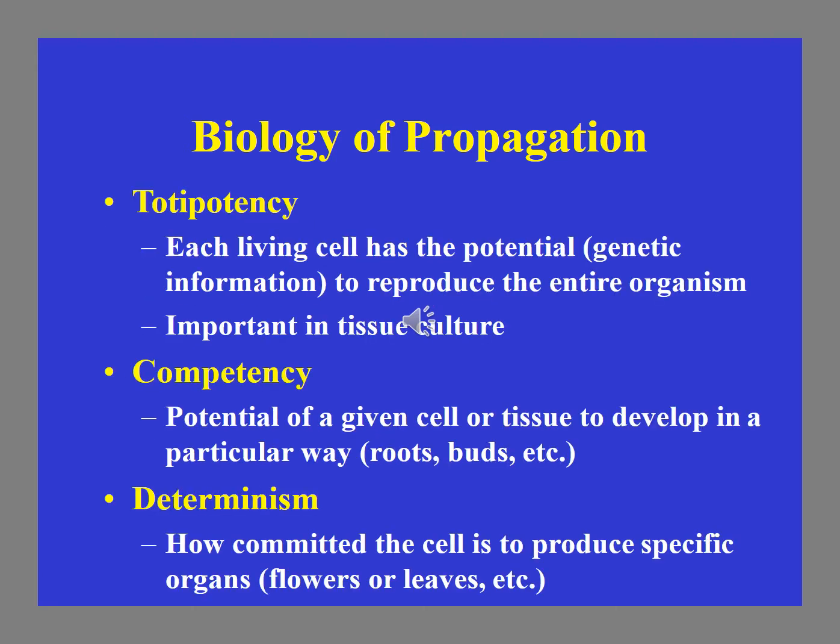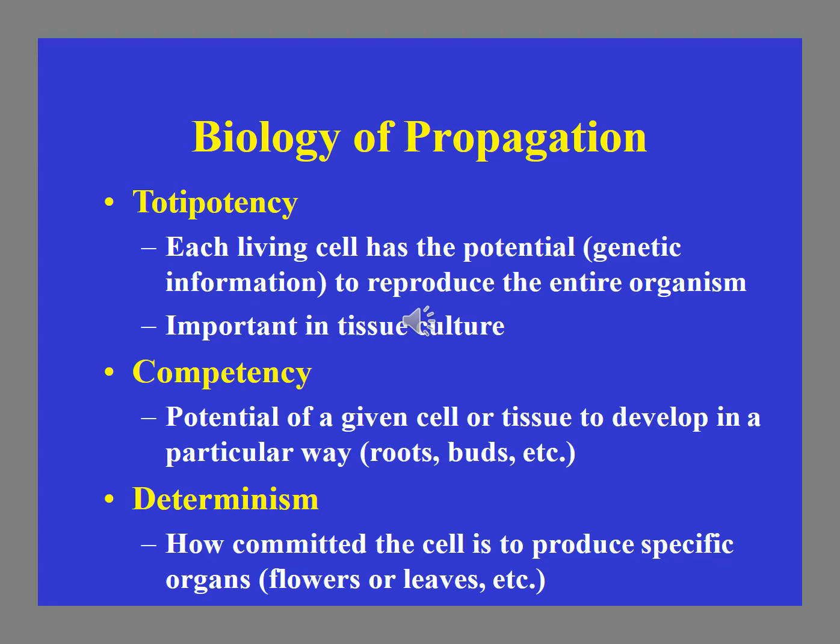Some other terms you can come across talking about the more biological aspects of propagation are totipotency, competency, and determinism. Totipotency means that each living cell has the potential to reproduce the entire organism. This is an important concept when you're working with tissue culture, when you take just a little bit of a part of a plant, like a part of a stem tissue or a leaf tissue, and through hormones and kind of artificially, we can induce it to produce a whole new plant. That is because of totipotency.